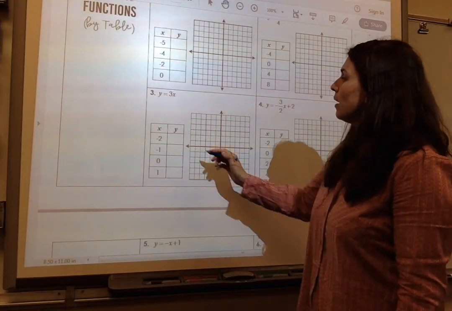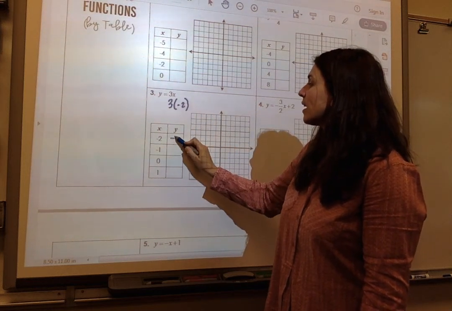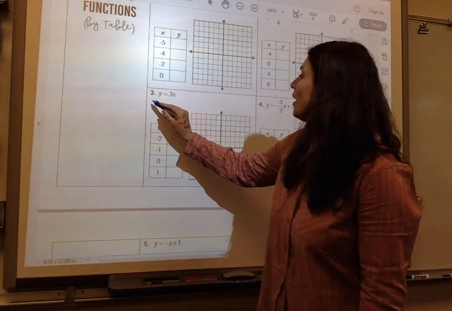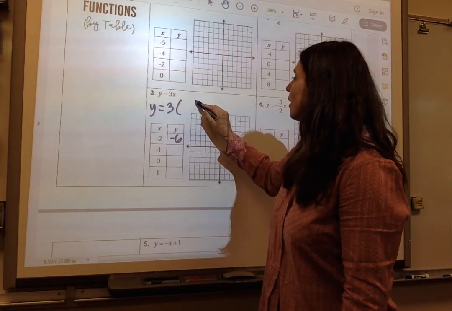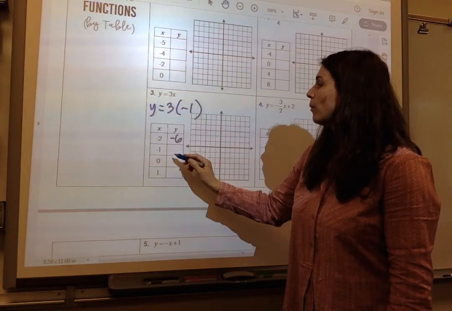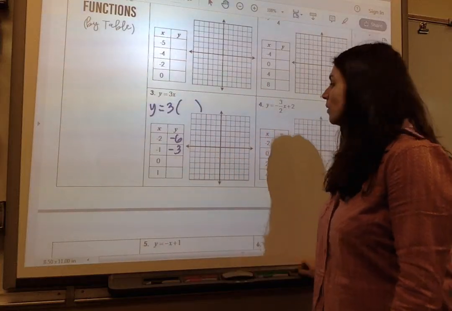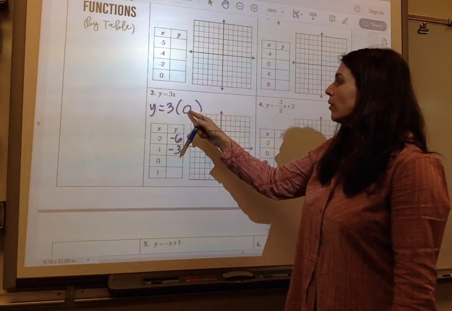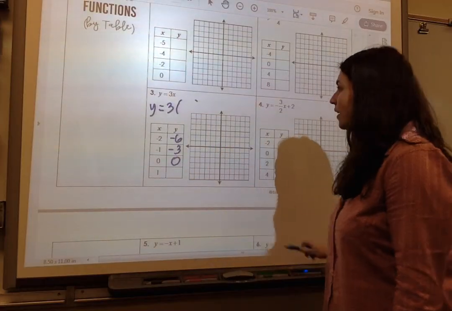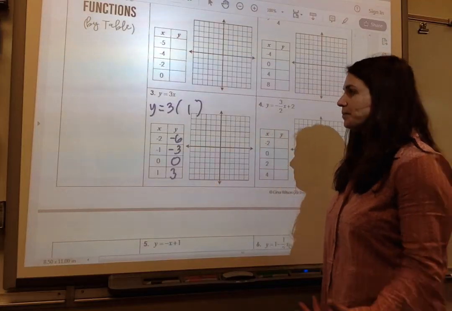Number 3, if x is negative 2, 3 times negative 2 is negative 6, right? So what you can do is plug them in. When x is negative 1, my y value is negative 3. Then I can erase. When x is 0, y is 0. And erase. And then I can do it again. When x is 1, my value is 3.